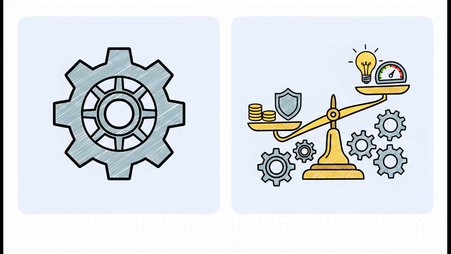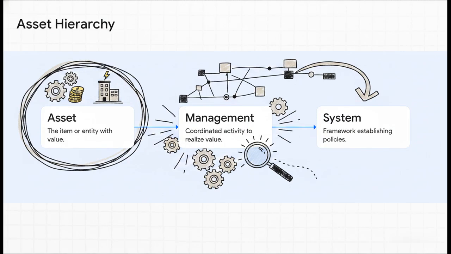And honestly, here's the kicker. Realizing that value normally involves a super careful balancing act. You're constantly juggling costs, risks, opportunities, and performance benefits. It's this dynamic, ongoing process. And here is how that hierarchy builds up. You start with your asset. Then, you perform asset management to realize its value. And to make sure that activity isn't just totally chaotic or stuck in silos, you oversee the whole shebang with an overarching asset management system.